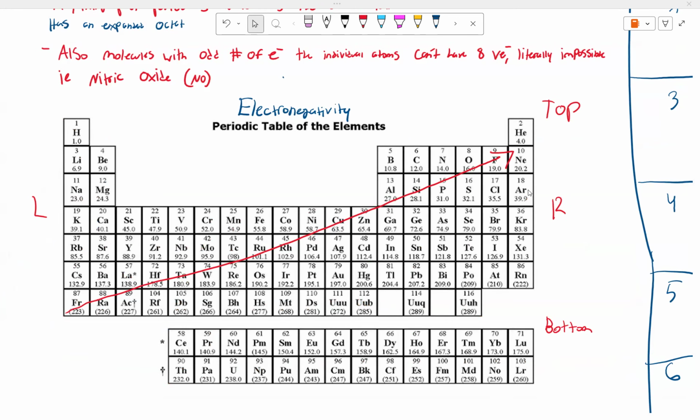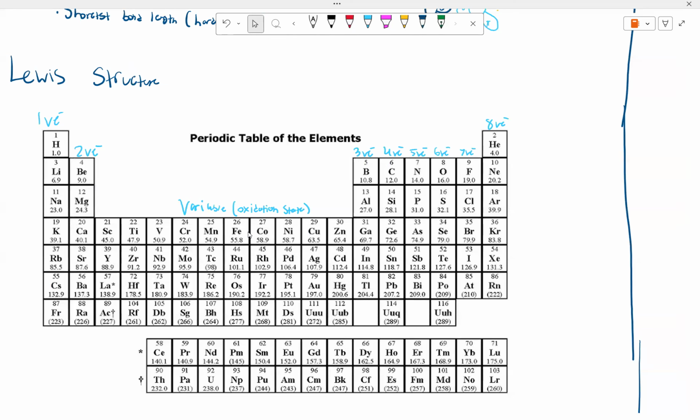Now I want to go over Lewis structures, but first it's important to orient ourselves to the periodic table once again. Sometimes you'll see Roman numerals above the columns or groups. Column one is named for having only one valence electron, then two valence electrons. The transition metals have variable oxidation states, so sometimes you'll see iron 3+ or iron 2+. Then for boron in row three, you'll see three valence electrons, four valence electrons, five, six, seven, and eight valence electrons, respectively.